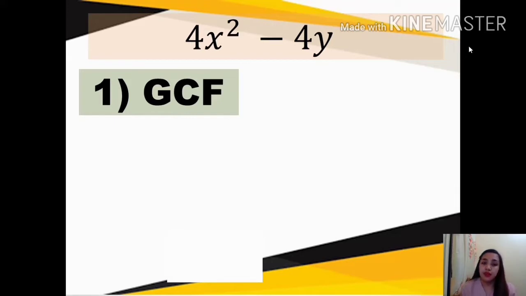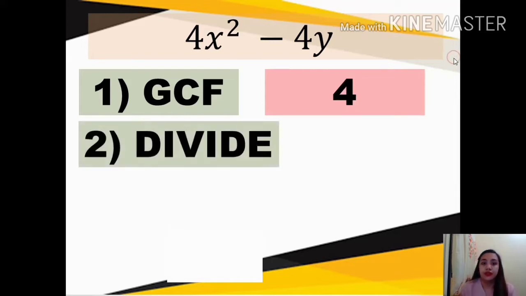Now, pag sinabing GCF kasi, titingnan natin sa equation kung ano ang parehas. So, kung makikita natin sa equation or expression, parehas silang merong 4. Therefore, ang GCF ay 4. Now, the second step is to divide. So, meaning, the expression will be divided by the GCF, which is 4.